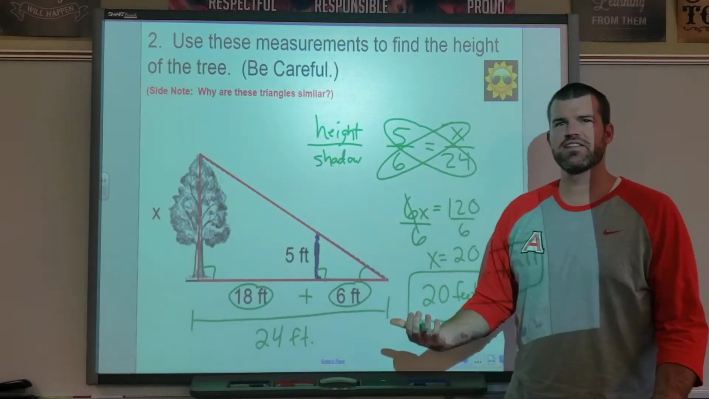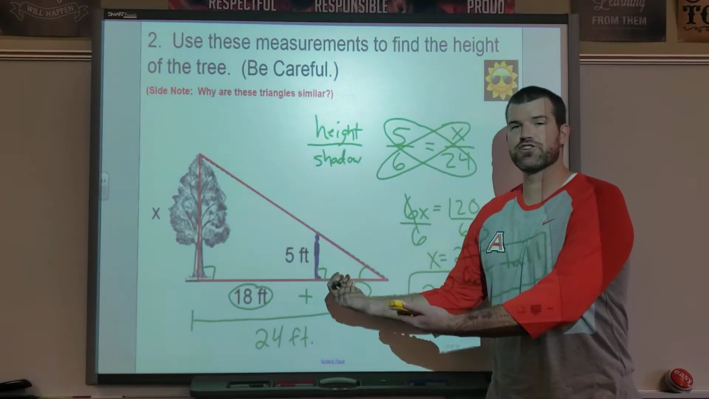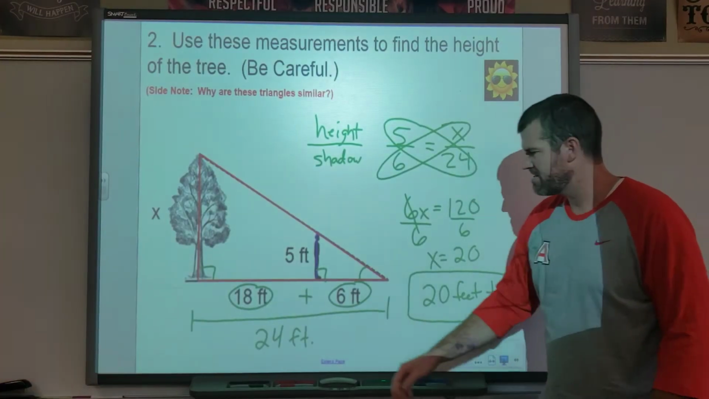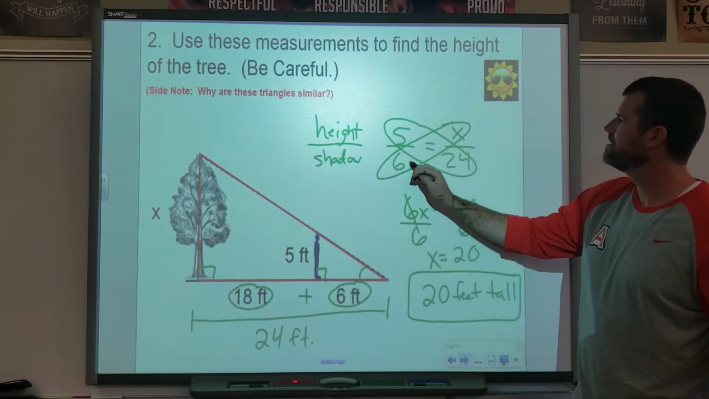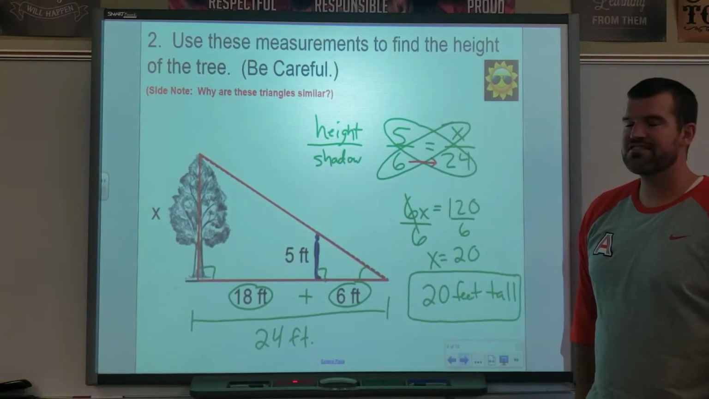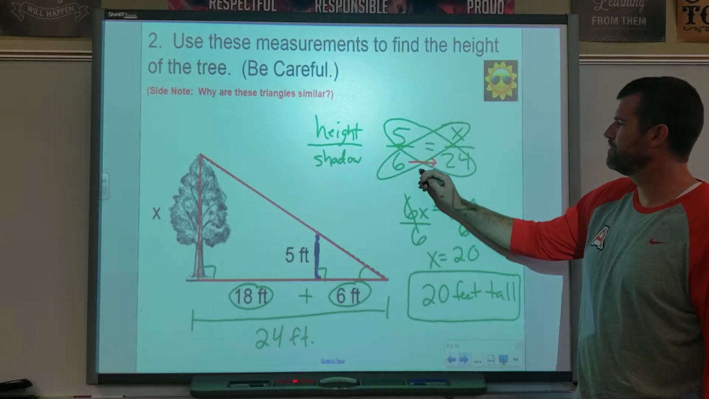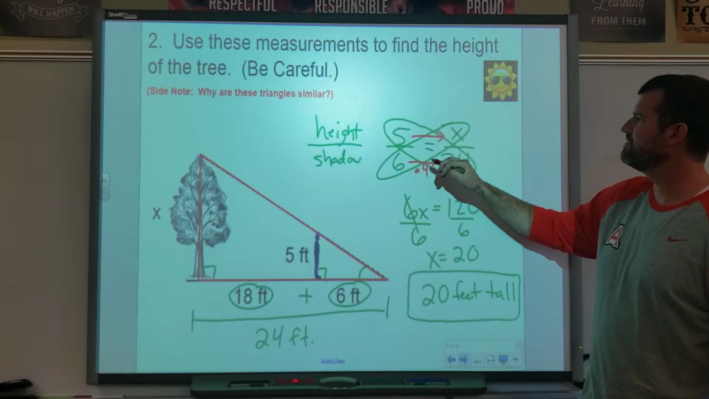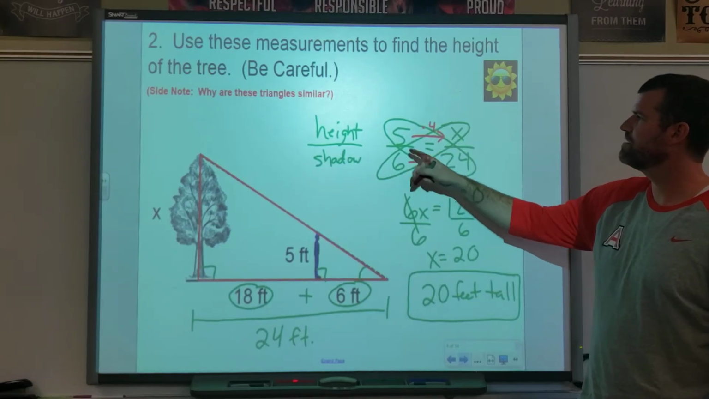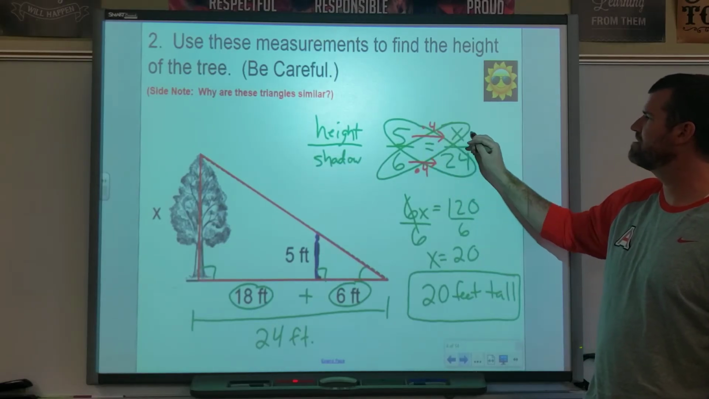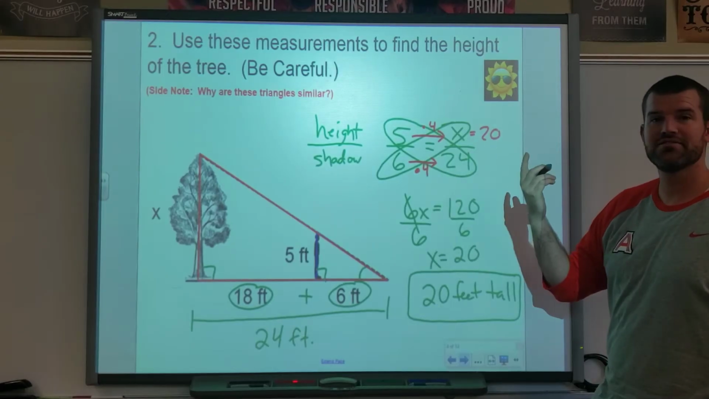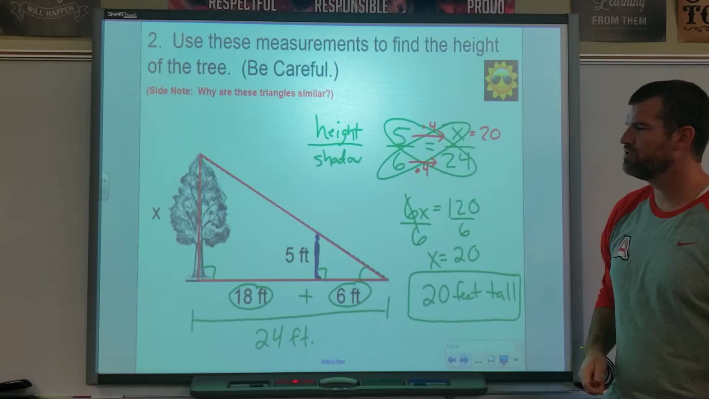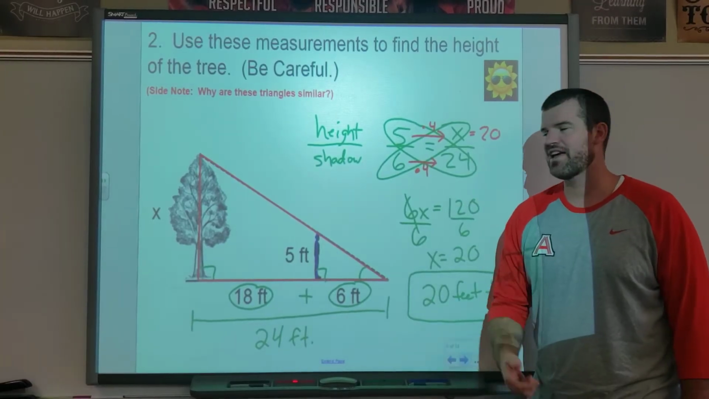All right, so it's basically what we've already done, just with a picture. It's not that difficult. You might have also noticed on here you can use the scale factor, because in order to go from 6 to 24, you would multiply by 4, which means to go from 5 to x, we're going to multiply by 4. And 5 times 4 is 20. Hey, look, same answer we got using proportions. All right, so we can use proportions or scale factor.